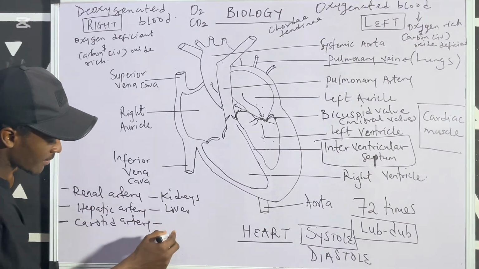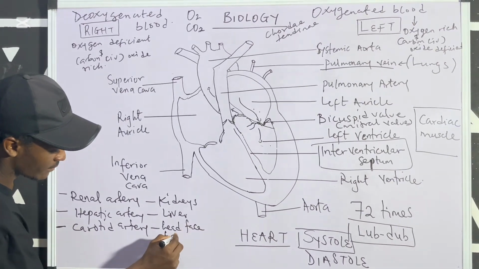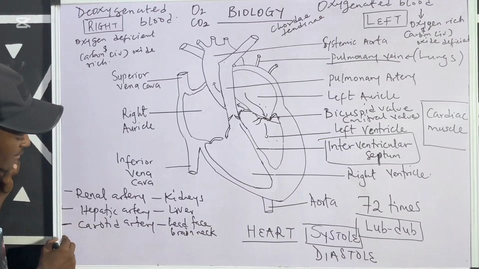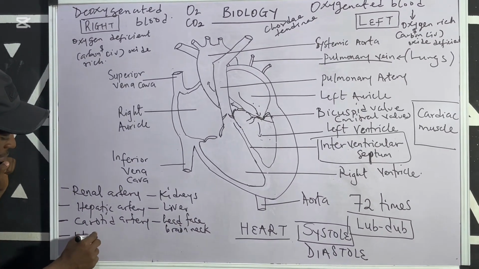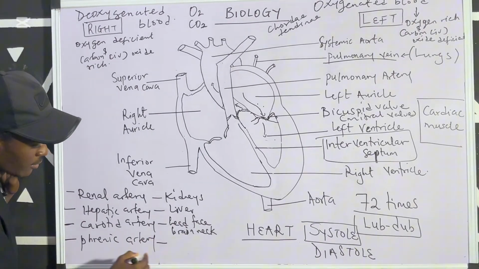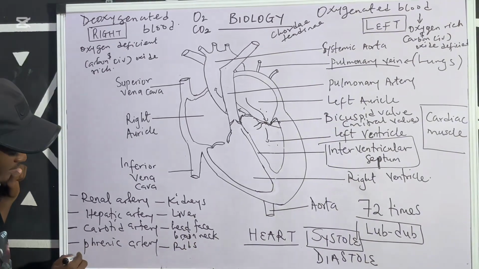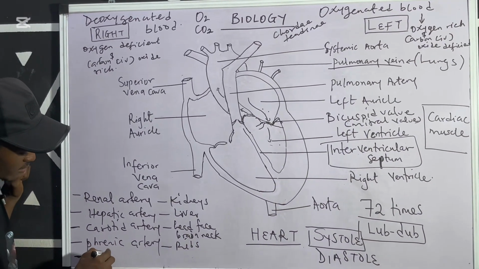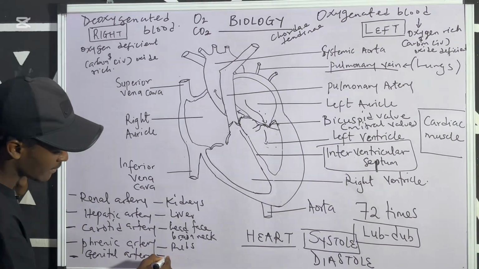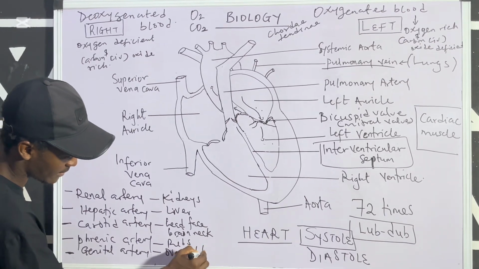The head, face, brain, and neck. Then we have the phrenic artery. This one takes oxygenated blood to the ribs. Then we have the genital arteries, ovarian and testicular, which take blood to the ovaries as well as the testes.